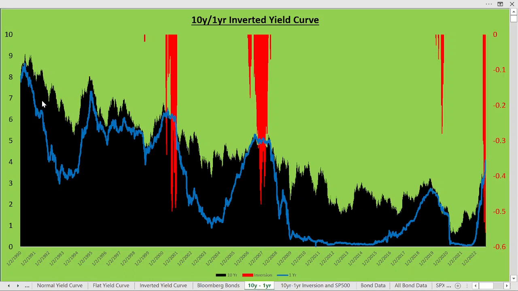This is going back to 1990. Now we can see here the yield has come down quite a bit. The blue line represents the 1-year bond yield. In a normal market condition, we expect to see the blue line below the black line. The 1-year bond is below the 10-year bond. However, there are times that the 1-year bond yield will actually drift above the 10-year.